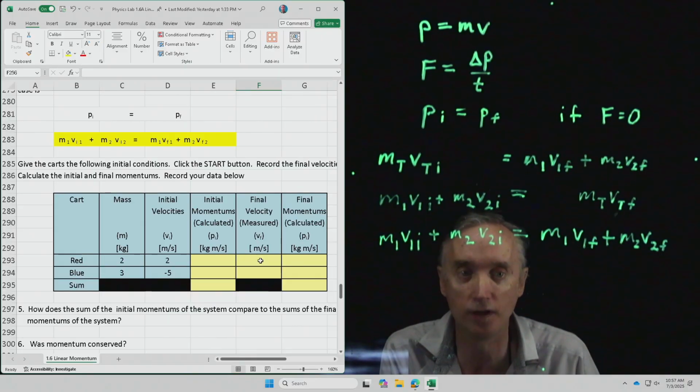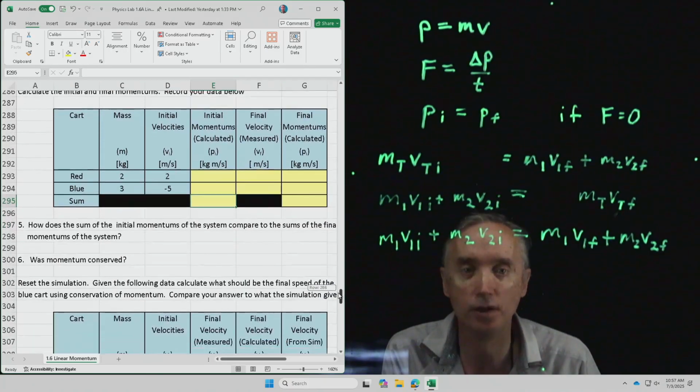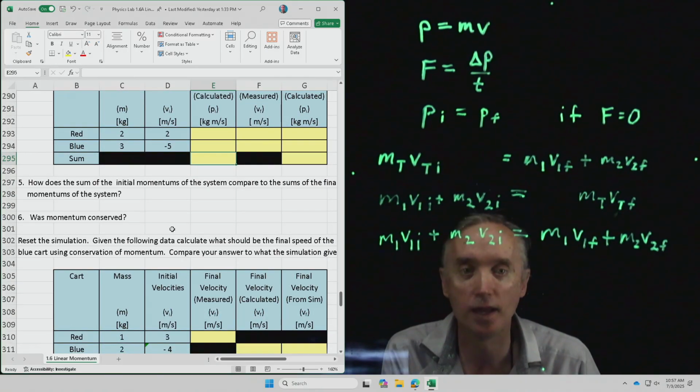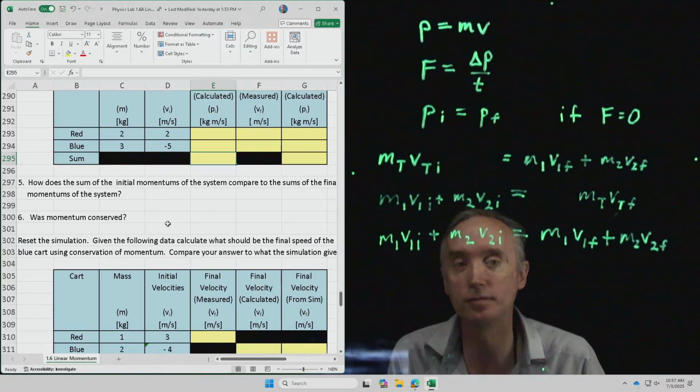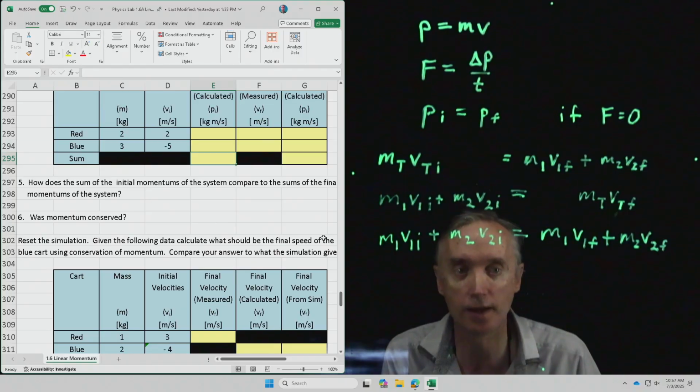So you're going to get the final velocities from the simulation and then multiply this number here by this mass over here, and then that will be the momentum that goes here. And you'll do the same thing for the blue, and then you're going to add them together and then compare this number with this number. And so you're going to look at what was the initial momentum of the system, and then what was the final momentum of the system, and then was momentum conserved, and you'll answer that.